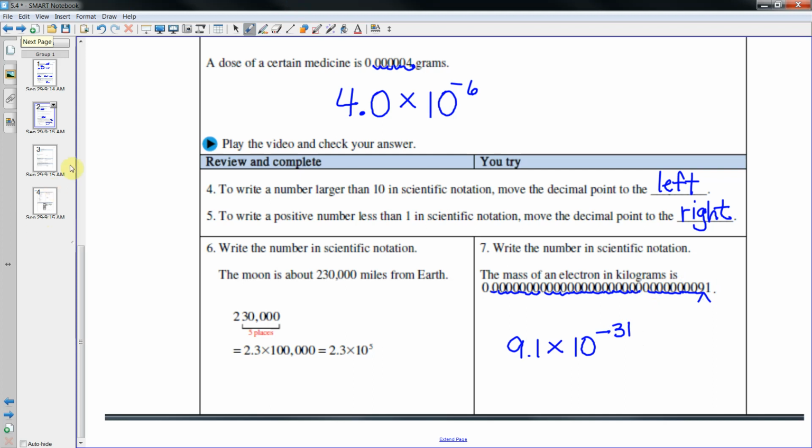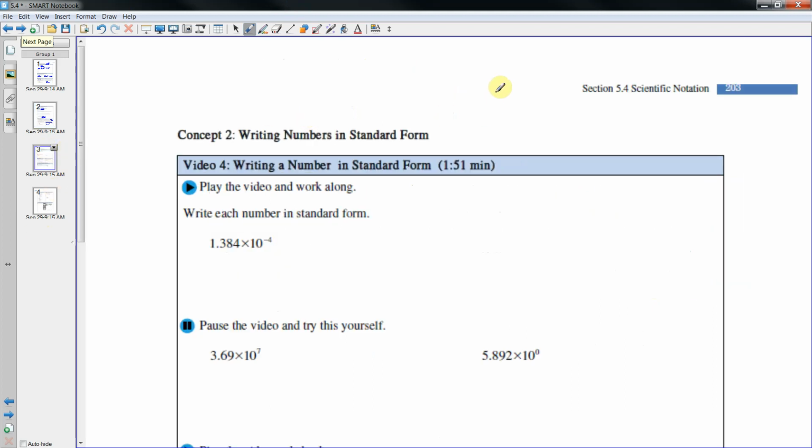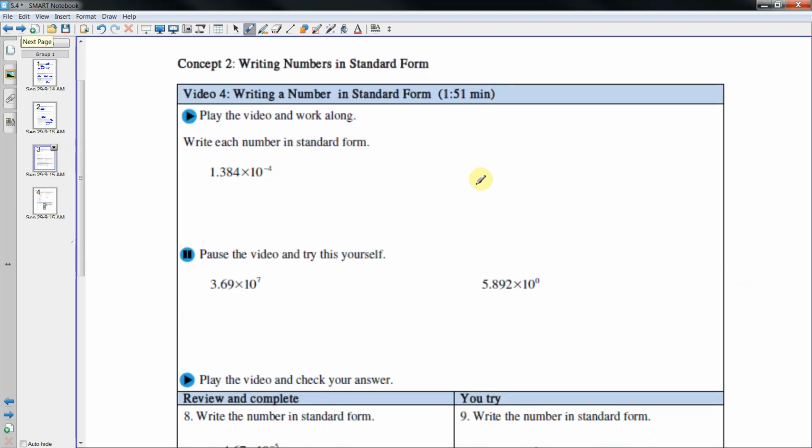Okay, let's do some operations with scientific notation. If I give you a scientific notation number and I ask you to give me the number back in decimal form, or without the scientific notation, which way will the decimal need to move? Well, let's think about it this way. If I have 1.384 times 10 to the negative 4, that means I have a negative exponent. I need to make my number smaller. The way you will make your number smaller is to move your decimal to the left.